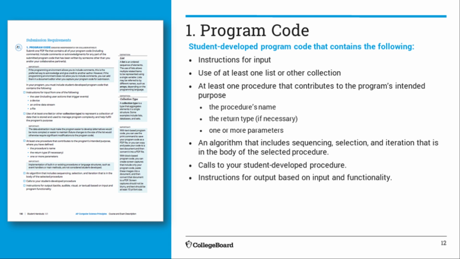You have to call this procedure. Like I said, in order for it to be something that's being used in your program, it has to be called somewhere, and you have to call it at least one time. And then you have to have some kind of instructions for output based on this input and functionality. So what do we mean by instructions? We mean you have to have program code that tells the computer to do some kind of output there.